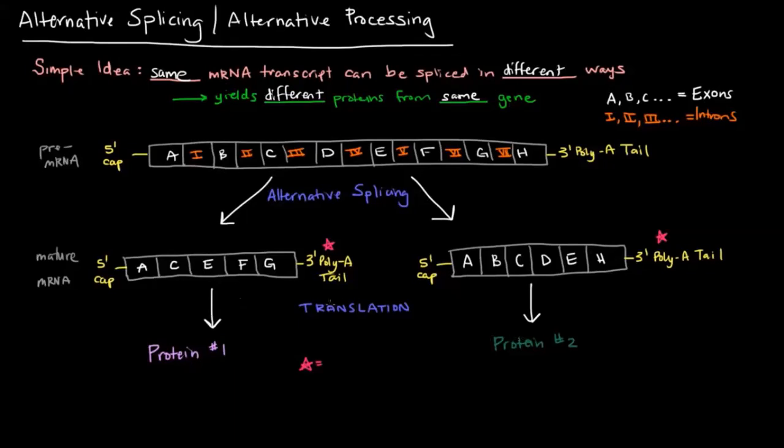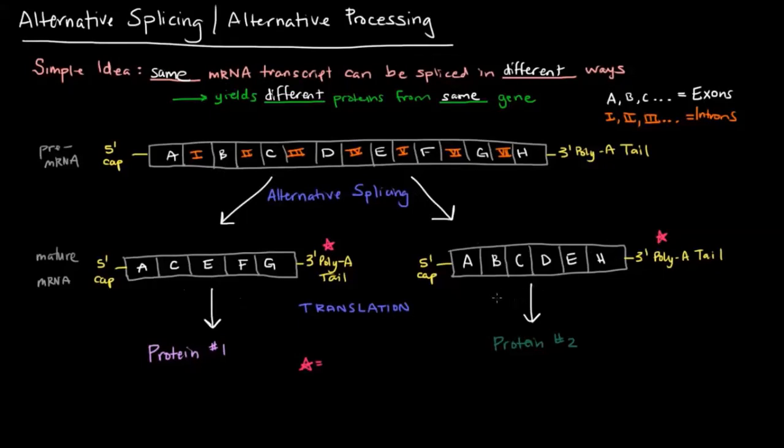So why would this ever be useful? Well, because maybe in your kidney, this might be the way the mRNA is spliced, but in maybe your brain, this might be the way that mRNA transcript is spliced.